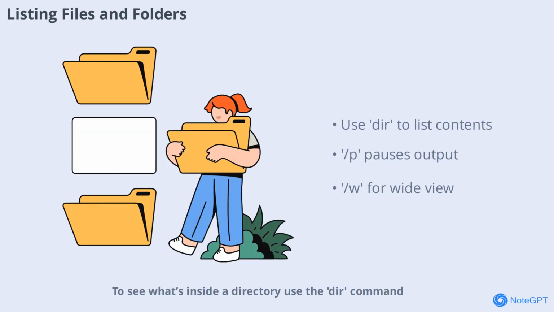file system. To see what's inside a directory, use the dir command. This lists all files and folders in your current location. You'll see details like file size, date modified, and whether it's a directory or a file. If there are too many items, add /p to pause after each screen or /w for a wide view. The dir command is your window into the file system, making it easy to find what you need without opening File Explorer.